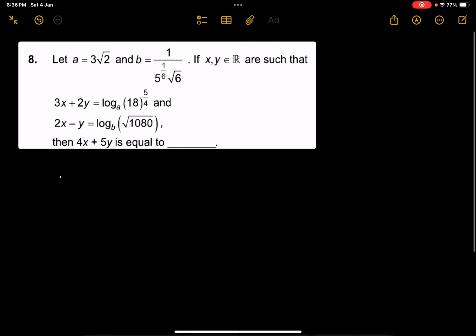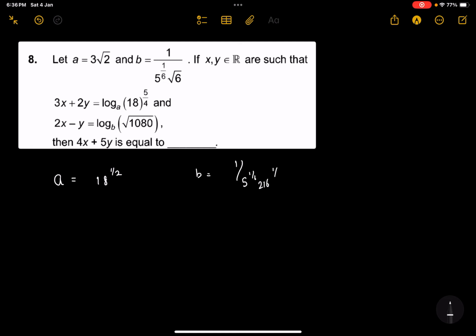Okay, so a is equals to root 18, that is 18 to the power of half, and b is equals to 1 upon 5 to the power of 1 by 6 into 6 to the power of 1 by 2, which is 216 to the power of 1 by 6, which is upon 1080 to the power of 1 by 6.